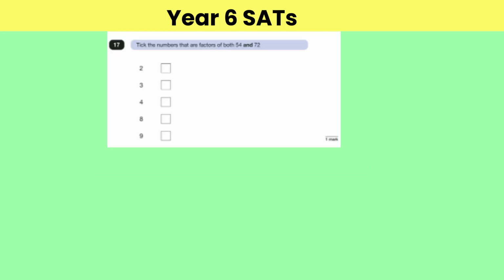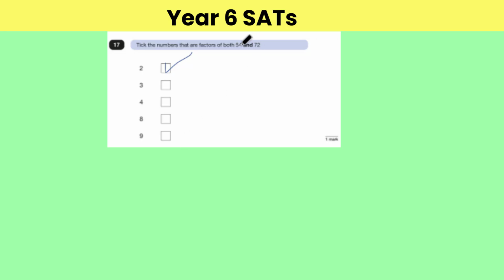Tick the numbers that are factors of both 54 and 72. Now first of all, I can see these are both even numbers, so I know that 2 will definitely be a factor of both. Next I would go to the largest number and then start working down, because these numbers are in the times tables that you would have learned. The first 12 multiples is what we normally learn in our times tables.